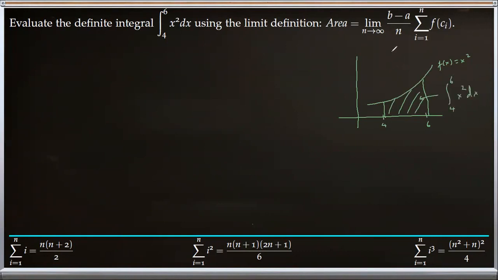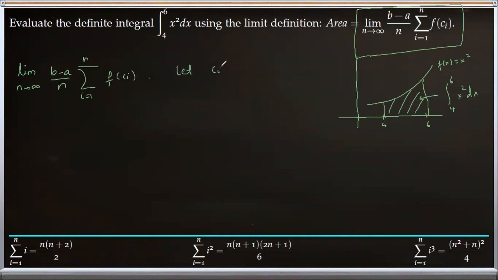And it wants us to use this formula. Let's start by copying the formula down. We have the limit as n goes to infinity of (b minus a) over n, sum i equals 1 to n of f of Ci. And we are going to let Ci equal a plus i delta x.